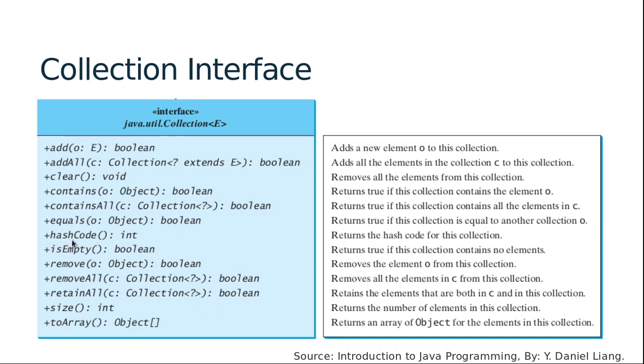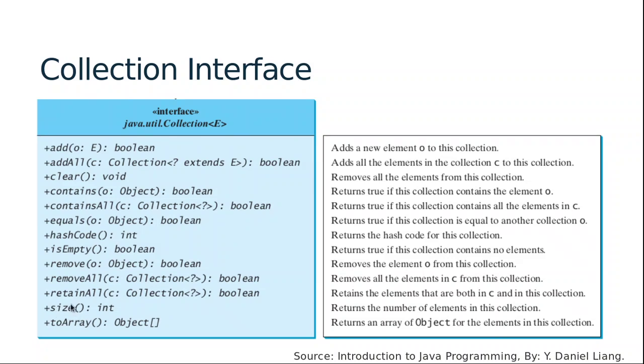Then there is a method to get the hash code of the current state of the collection. The isEmpty method will simply check whether the collection is empty or not. Then there are two methods to remove a single object or remove all multiple objects from the collection C, which return a boolean true or false. Then retain all, which is the negation of remove all. It is going to retain all the elements which are given here in this collection C. All other elements will be removed.